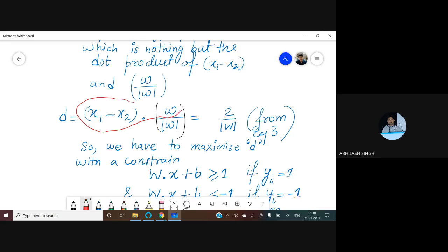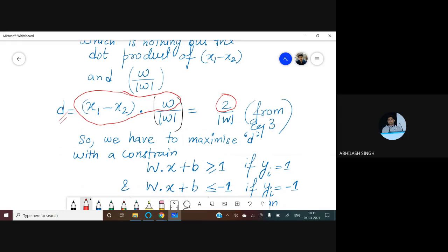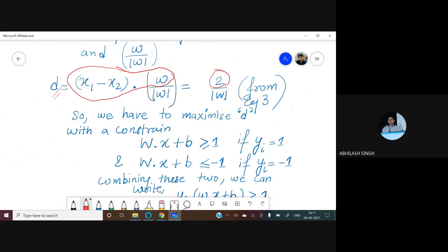this part from equation 3 is 2. So we can compute the value of d: it is 2 by magnitude of w. So now we get a mathematical expression for d, and now we can maximize the value of d. How can we maximize the value of d? We can just minimize the value of w. So we can maximize the value of d with this constraint also.